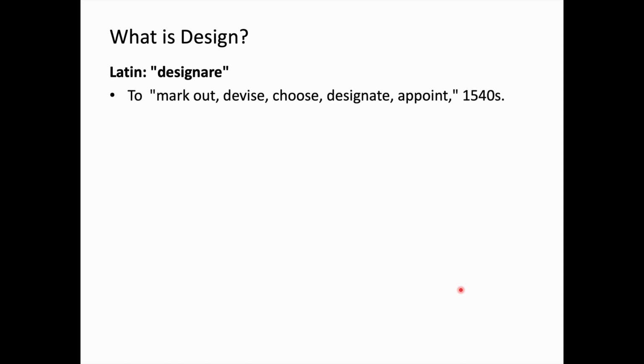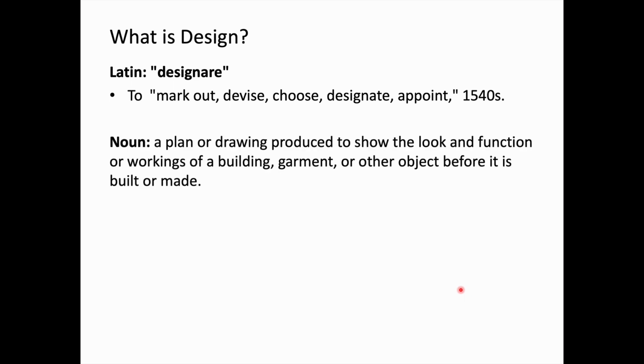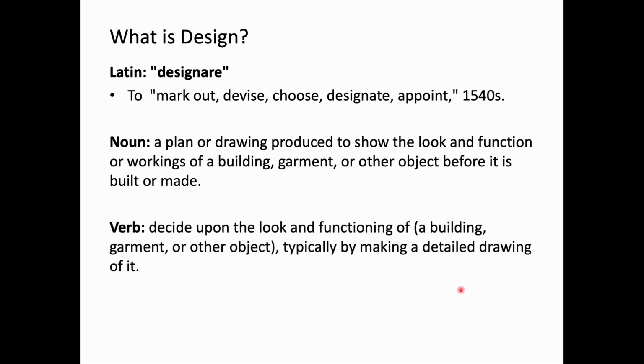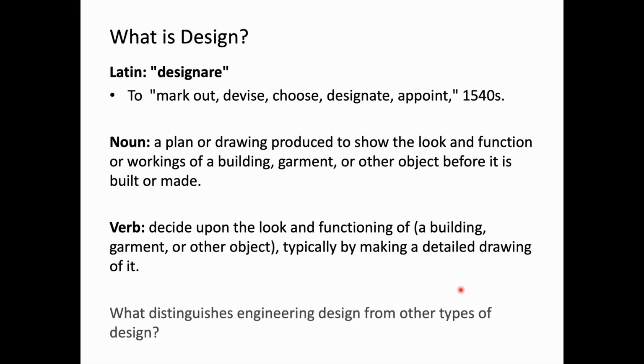It comes from the Latin root designare, which means to mark out, devise, choose, designate, or appoint. And this word design can be used either as a noun or a verb. When it's used as a noun, it can refer to a plan or drawing or some kind of specification that describes how some element, some object that we are designing is going to be made. When it's used as a verb, it is the act of deciding how something is going to be made.